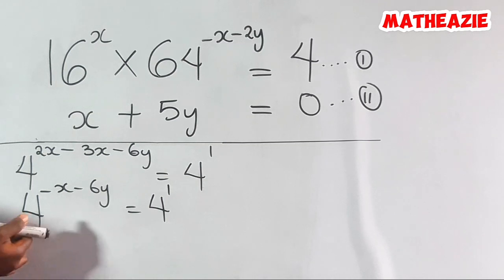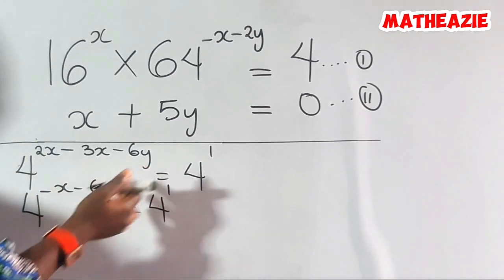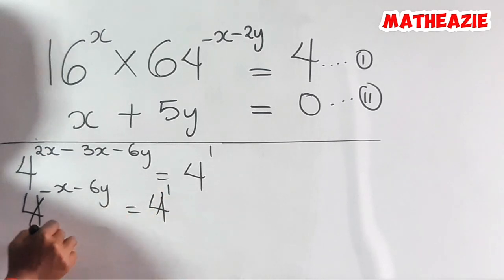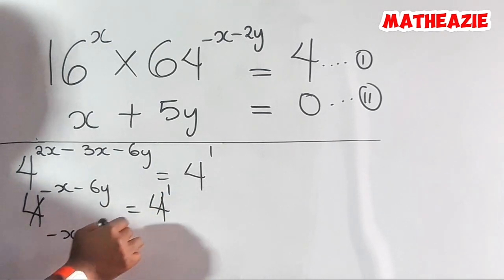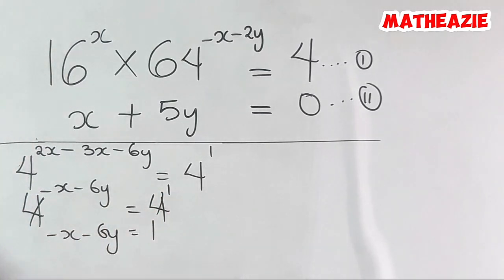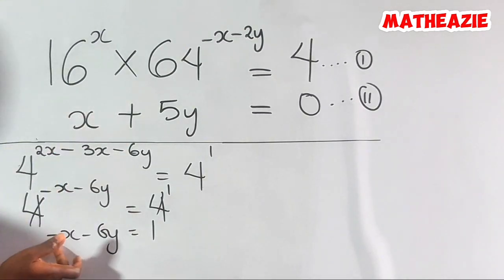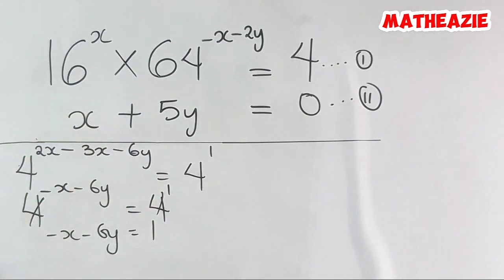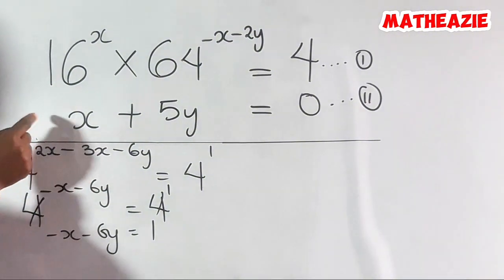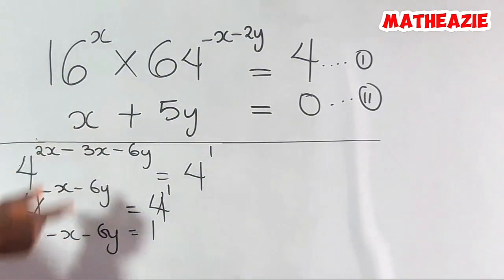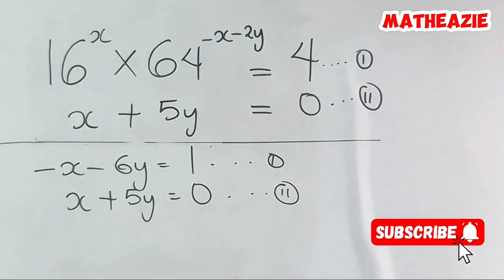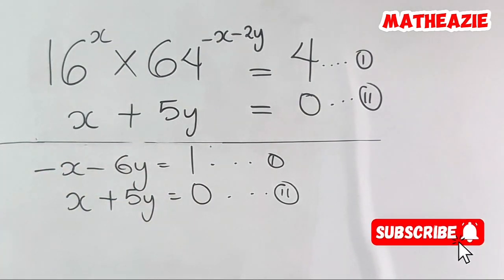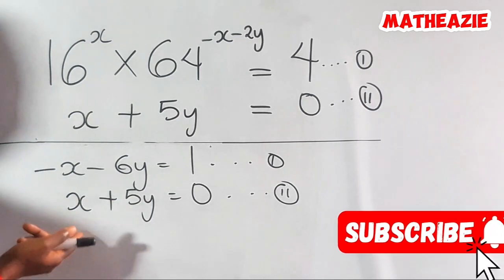At this point now, the bases are equal, so we can conveniently equate the powers. So we have minus x minus 6y equals 1. Now we have this expression which is also in the same form with this equation 2. We can then proceed to find the value of any of the variables. Now, our equation 1 is now expressed as minus x minus 6y equals 1, and equation 2 as x plus 5y equals 0.